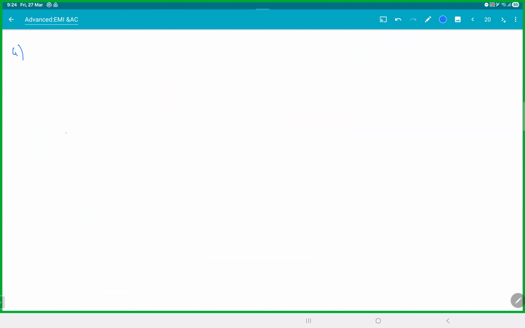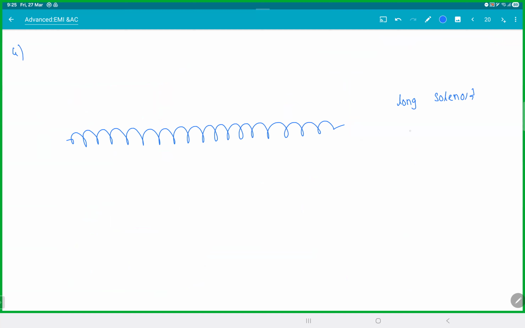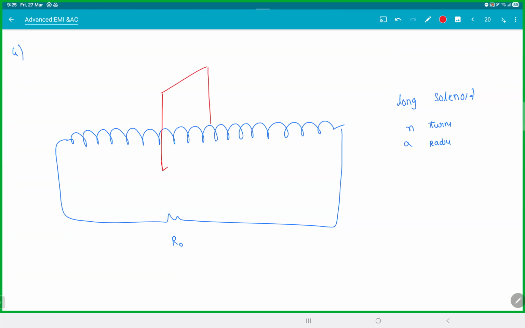Based on this, let me ask you one more like this. Let's say we have a long solenoid, very long solenoid, with N turns and radius A. This thing is connected to a resistance R0. Now you have kept a square, and in this square, the current is equal to some kT.